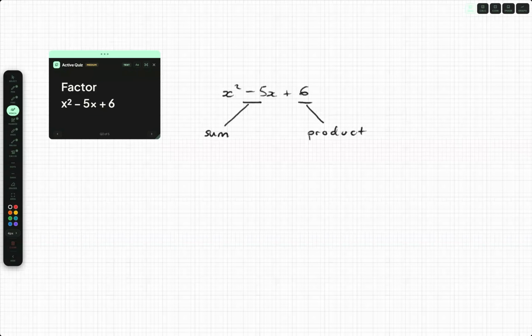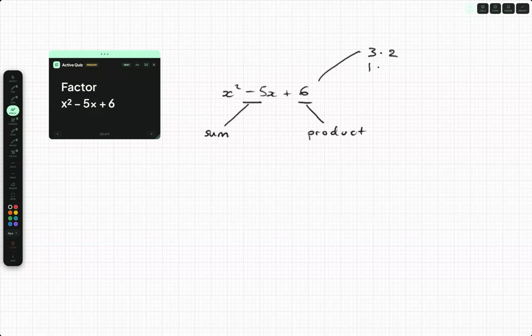So you have to think about starting out with, okay, well, what are the factors of 6? I can do 3 times 2, or I can do 1 times 6. And then once you've chosen those, you have to say, well, hang on a second, what two values will add together to give a negative value, but when I multiply them together will give a positive value? And the only two signs that are going to be able to do that is if they're both negative values.